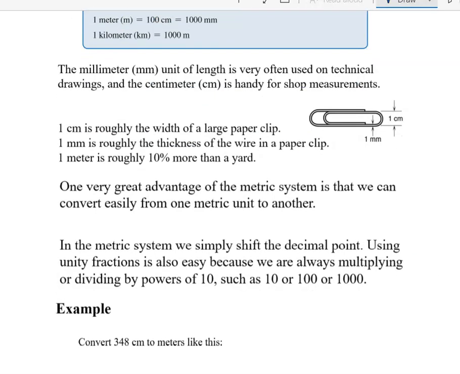One great advantage of the metric system is that we can convert easily from one metric unit to another. In the metric system, we simply shift the decimal point. Using unity fractions is also easy because we are always multiplying or dividing by powers of 10.